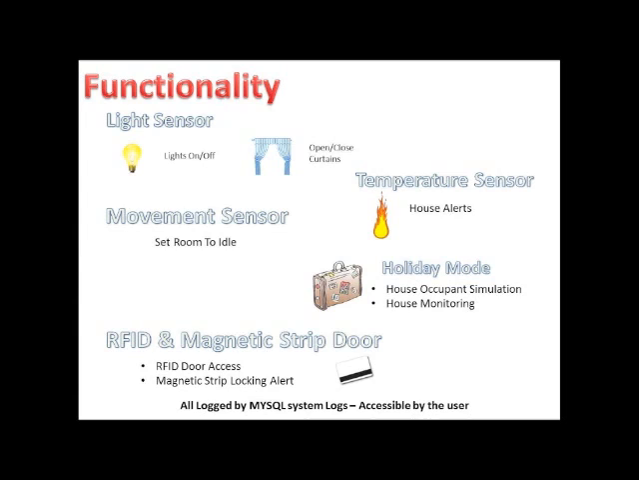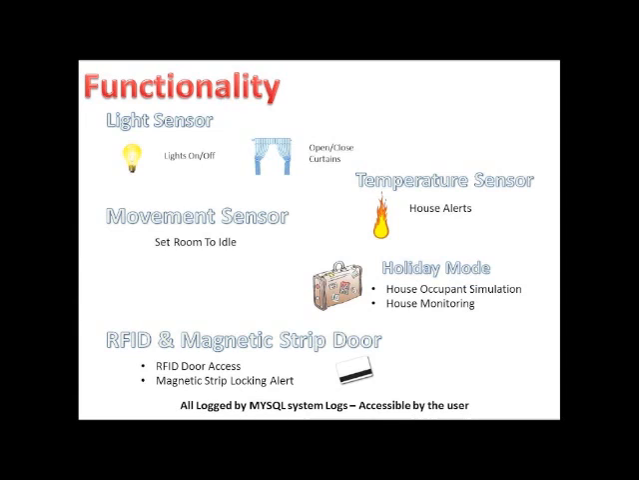Movement sensor. When a room is empty and no movement has occurred, the room is set to idle, meaning lights will be turned off. RFID and magnetic strip door. To access a zone, you can use an RFID card, which opens a servo. When the door is closed, a magnetic strip is used to indicate that the door has been closed and the lock is reactivated.